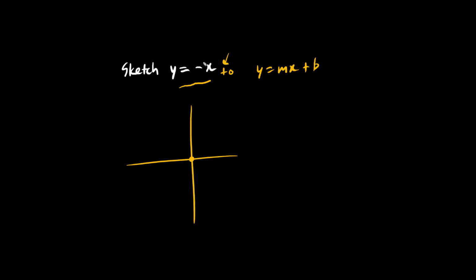And the slope is a hidden negative 1 over 1. Rise is negative 1, we go down 1. And the run is positive 1, so we go right 1 unit, and we draw a dot. Then we draw a line through the 2 points.